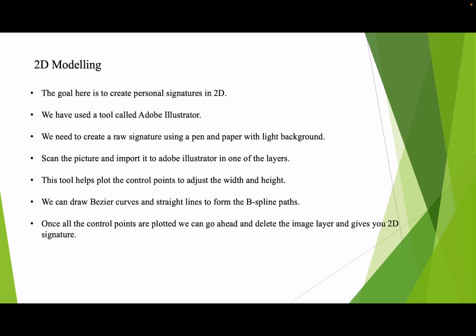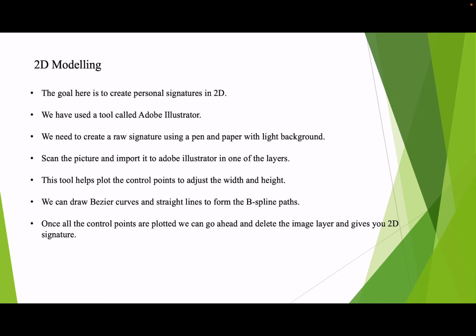So for this purpose we have started using Adobe Illustrator, and first of all we need to take a raw signature where you are supposed to sign using a pen and paper, scan it and upload it. Once it is imported to Adobe Illustrator into one of the layers, it helps to plot the control points and adjust the width, the height, and all. We can draw Bezier curves and straight lines from the B-spline paths.